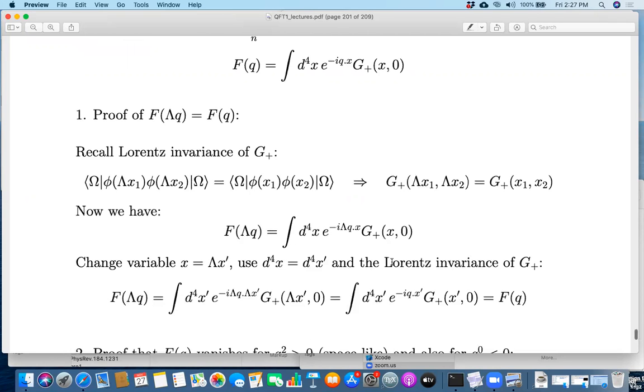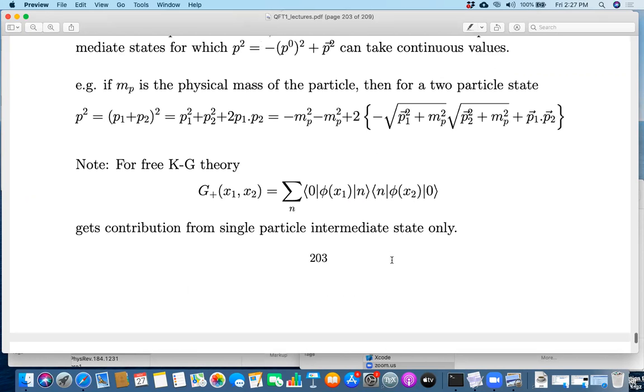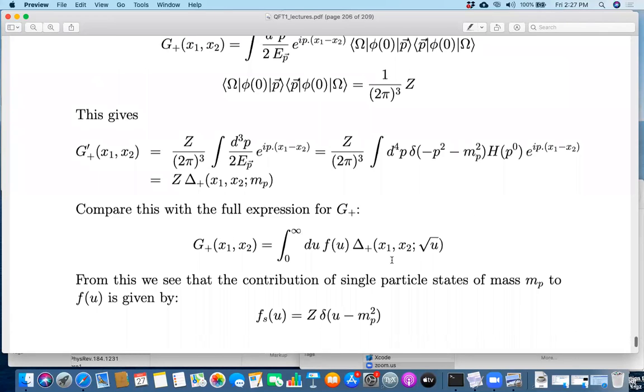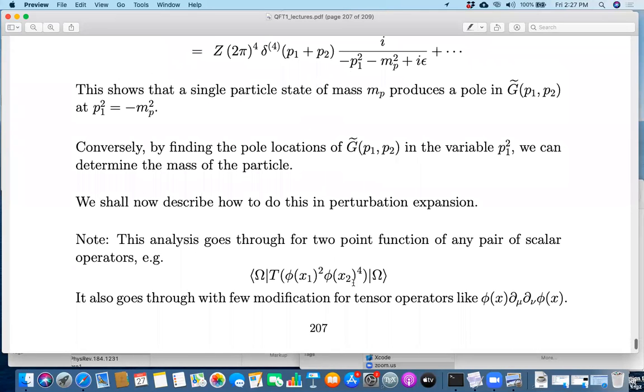Okay. And you will come to the same conclusion: that in the two-point function, or if you calculate the time-ordered product of two-point function of some scalar operators, if you calculate a matrix element of this kind, and then you take a Fourier transform in x1 and x2 to write it in the P1, P2 variables, then the locations of the poles in the P1 square plane will contain the same information, the mass of the elementary particles.